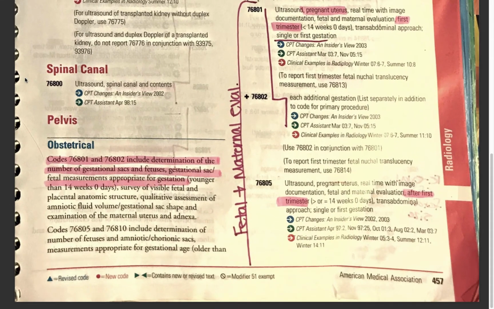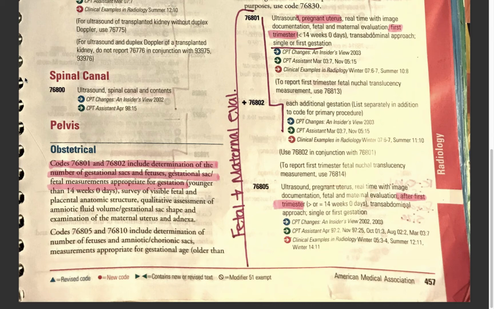On the ultrasound obstetric, I have gestation equals carrying baby in womb. Make sure to read the guidelines for obstetrical pelvis ultrasound. I bracketed fetus and maternal evaluations. Code 76801 is for ultrasound pregnant uterus real time with image documentation, fetal and maternal evaluation first trimester, and it gives you the trimester weeks. Transabdominal approach. So if it was transvaginal, this would not be your code. Each additional gestation would be coded with 76802.